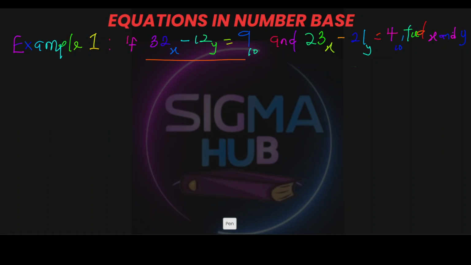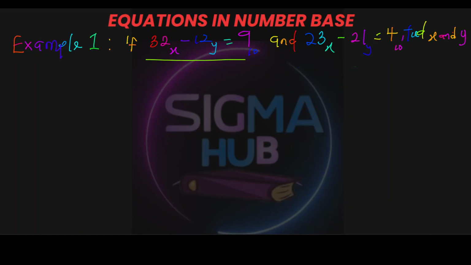Alright everyone, in this video we are still going to continue equations in number base, but this time around we are given two equations and to find two variables which are x and y. So it means it's a simultaneous equation. So how do we go about it? Same as in our previous example. Any base given to you that is not in base 10 should be converted to base 10.